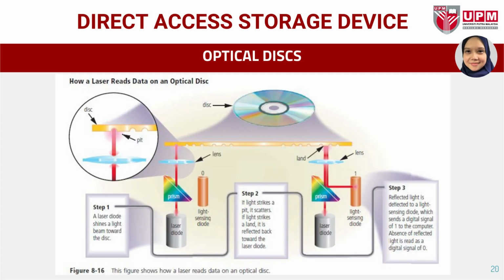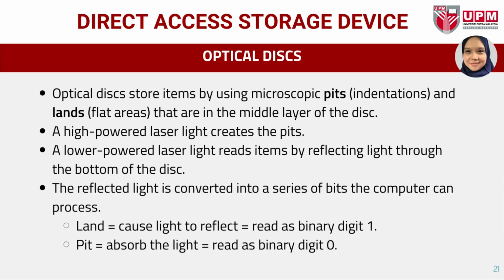This is how a laser reads data on an optical disc. An optical disc has microscopic pits or indentations and lands or flat areas in the middle layer of the disc. A high-powered laser light creates the pits. A lower-powered laser light reads items by reflecting light through the bottom of the disc. The reflected light is converted into a series of bits the computer can process. Land will cause light to reflect and will be read as binary digit 1. Pit will absorb the light and will be read as binary digit 0.